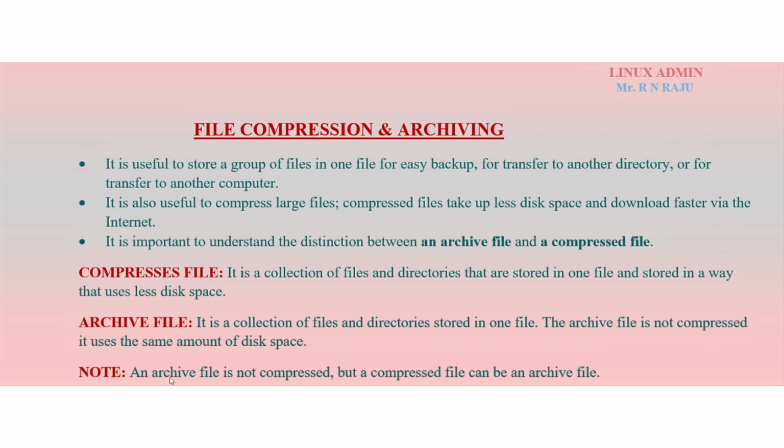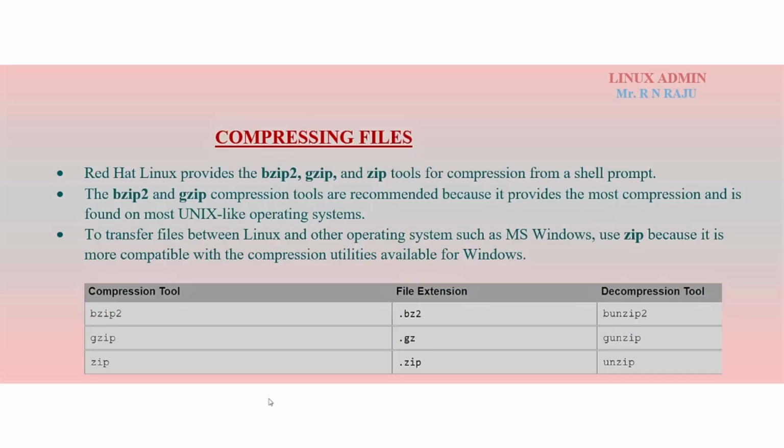Then notice an archive file is not compressed, but a compressed file can be an archive file. Remember, an archive file is not compressed. If you have an archive file, it is not automatically compressed. But any compressed file, you can archive it. First, I will show you how to compress files.